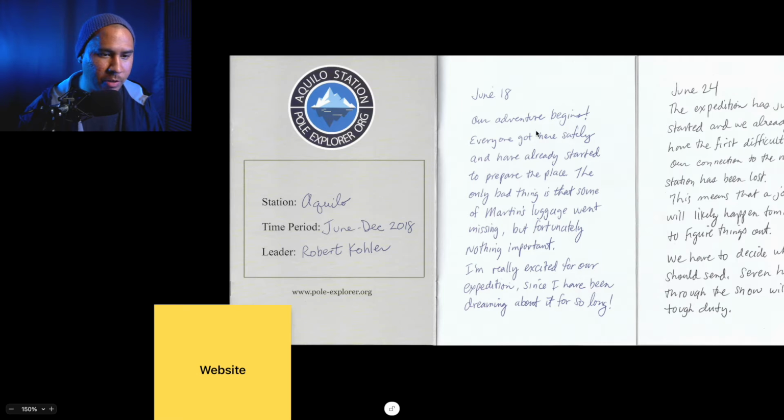June 18th, our adventure begins. Everyone got here safely and have already started to prepare the place. The only bad thing is that some of Martin's luggage went missing, but fortunately nothing important. I'm really excited for our expedition since I have been dreaming about it for so long. So this is Robert's words. Robert, who is our victim, and who is Martin. I guess we will see.